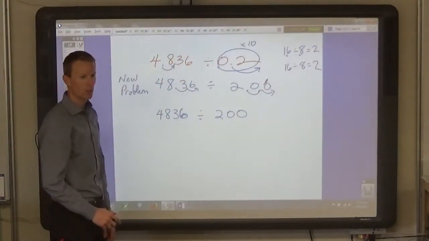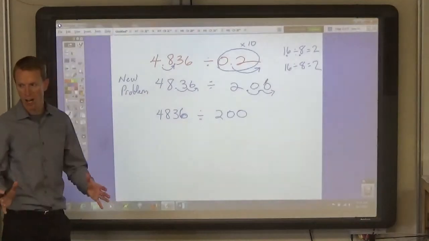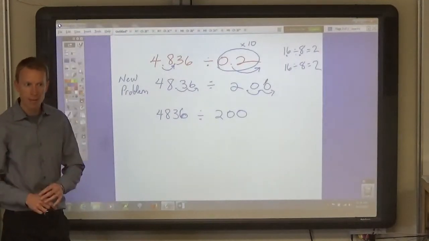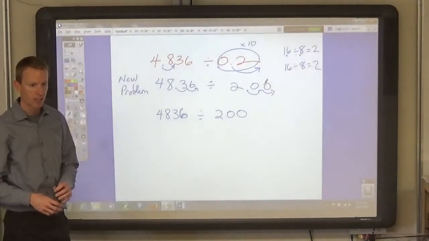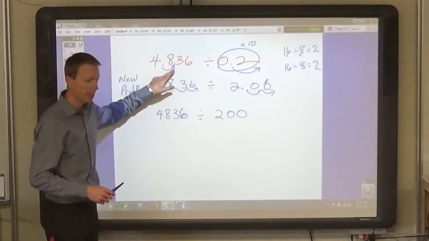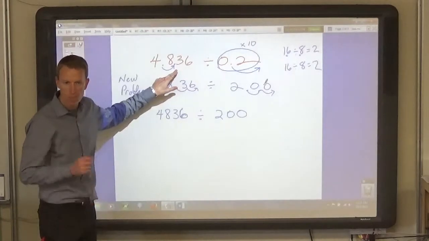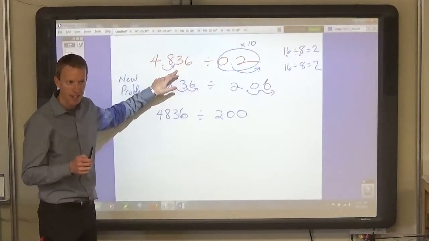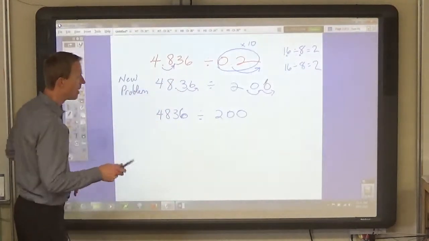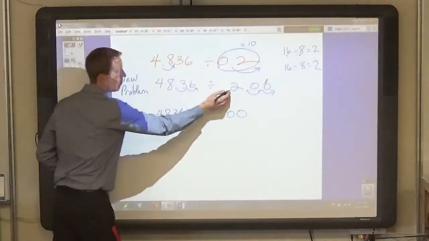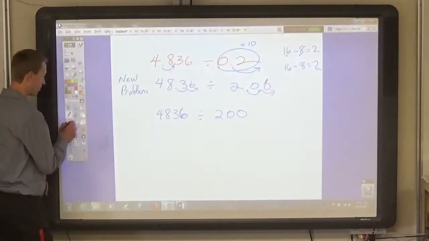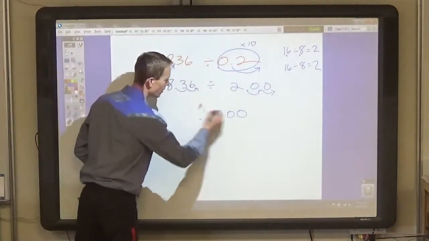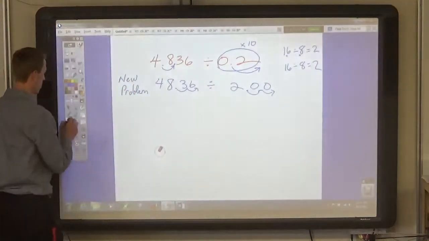You can move the decimal place over as many places as you want, as long as you do the same thing to both numbers. Okay? You have to move the decimal place the same number of places in both numbers. Got it? And then you can divide. Let's go back and just divide by 2 rather than 200, just because it's less numbers to work with.